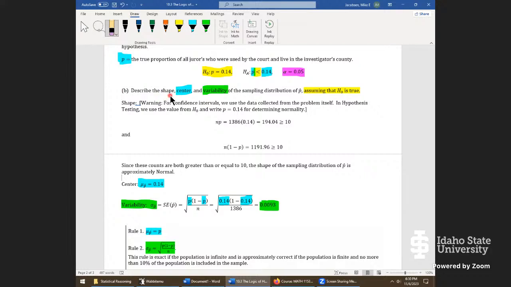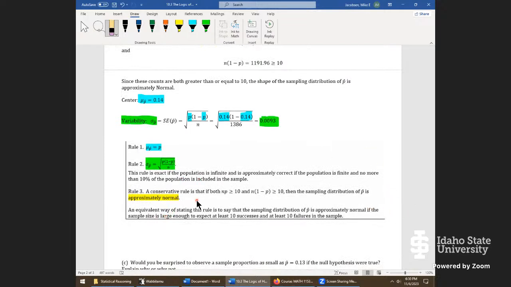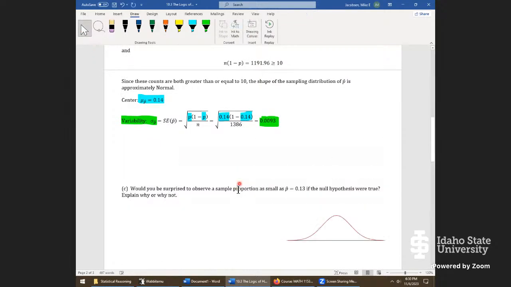We described the shape. It's normal. We have a large enough sample size for that to work out for us. The center is at the direct value of the null hypothesis. And the variability, it's not too bad. That is pretty small, probably largely in part with our sample size right here. Well, with that all out of the way, we're done with the central limit theorem down below here, and I'm not sure how to delete it. Oh, there we go.